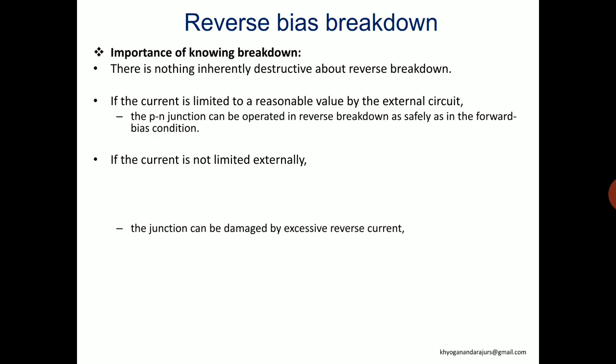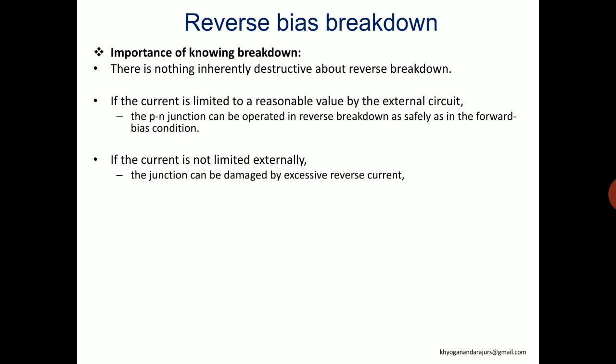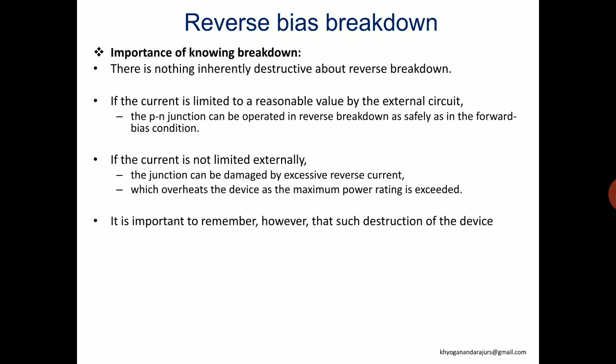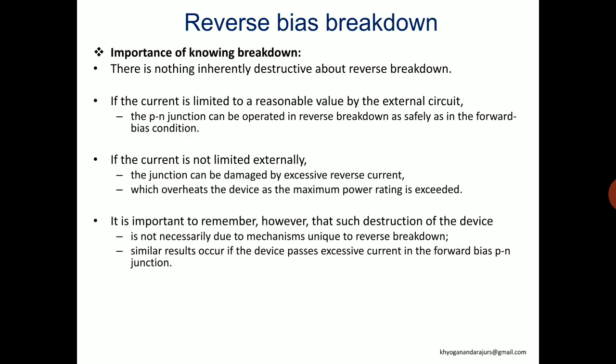Okay, if the current is not limited, whatever the current which is increasing, then the junction can be damaged. The PN junction can be damaged, and it may overheat the device, and we will experience a maximum power. So this is how the device may get damaged, under these few conditions. It is important to remember, however, that such destruction of the device is not necessarily due to the mechanism of the reverse breakdown. It is because of the increase in the current flow.